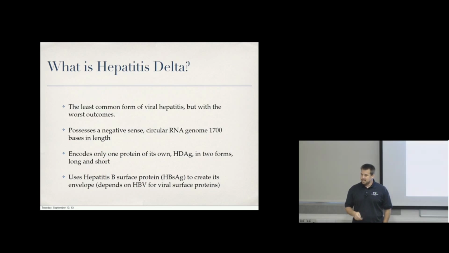Because hepatitis delta needs the surface proteins from hepatitis B in order to get out of the cell, to form an envelope for itself and to get out into the world and infect new cells. So it requires in the individual cell a co-infection with this other virus, hepatitis B, which luckily for hepatitis delta is pretty common.